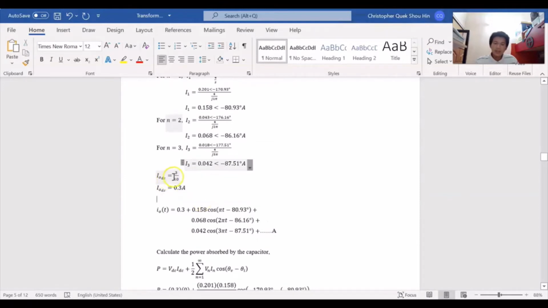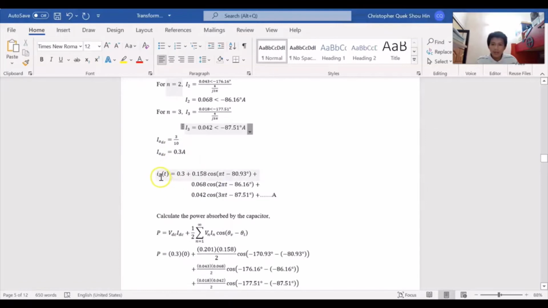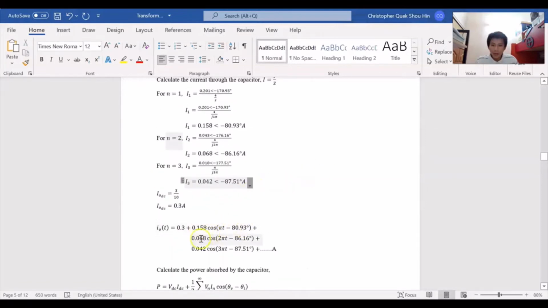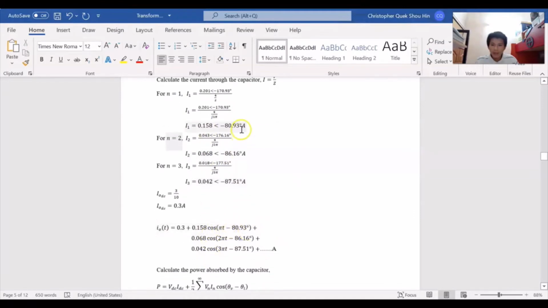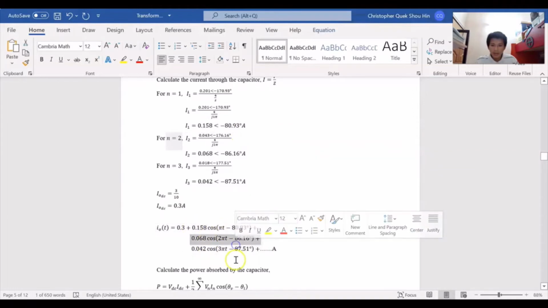And for V0 DC, it is 3 over 10, which is calculated as 0.3 ampere. So this is the I0(t) in the time domain. So this is for N equal to 1, N equal to 2, N equal to 3. So 0.158 cos(πt - 80.93 degrees). So this is for N equal to 1, 2, and 3.